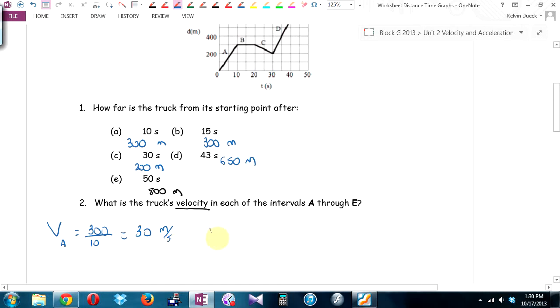I think the velocity of section B is 0. I think the velocity of section C is negative. We're heading backwards. I can tell you that. Let's see. How high am I when I started? 300. How high am I when I ended? 200. I think the rise is negative 100. I think the run is 10 seconds.